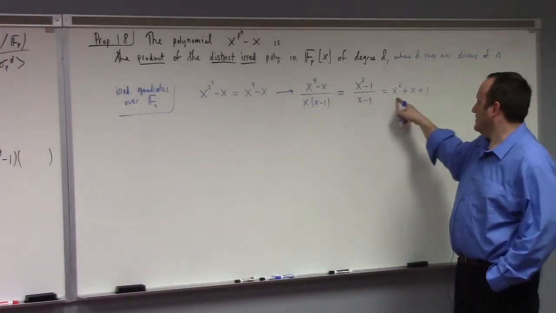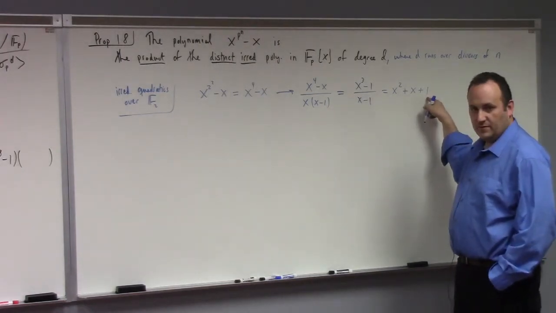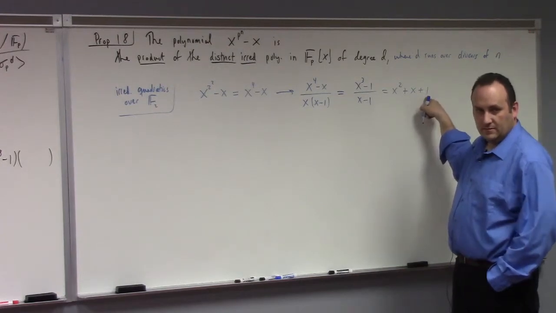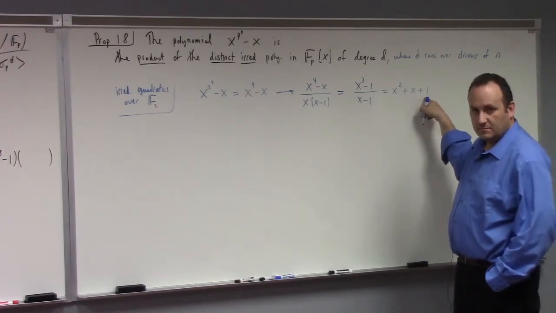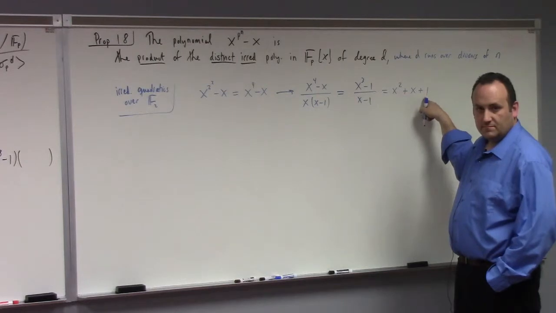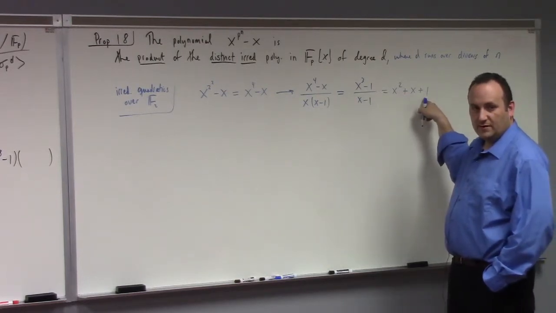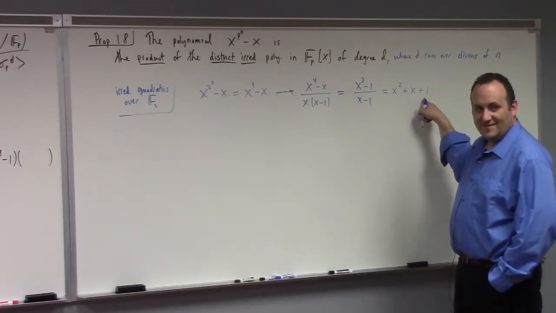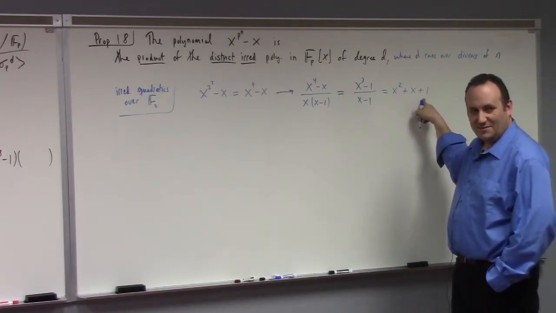And that is the unique irreducible quadratic over F2, which you can easily check by plugging in 0 and 1 and seeing that they both give you 1, which is not 0. And since this is a quadratic, we can check irreducibility by plugging in zeros.